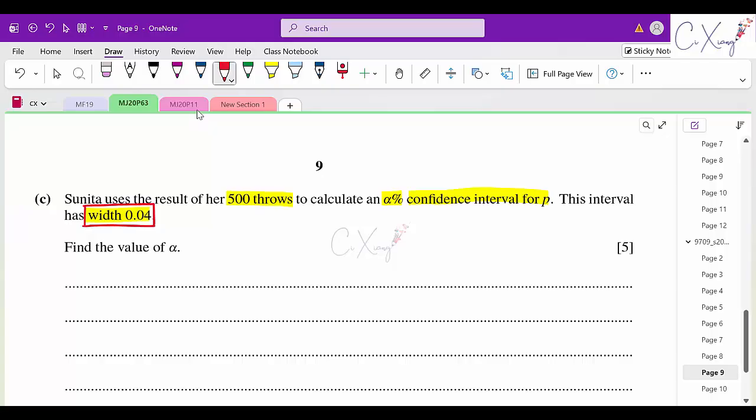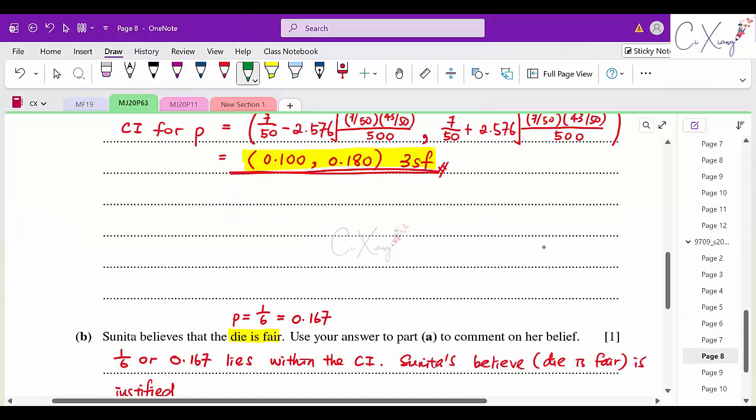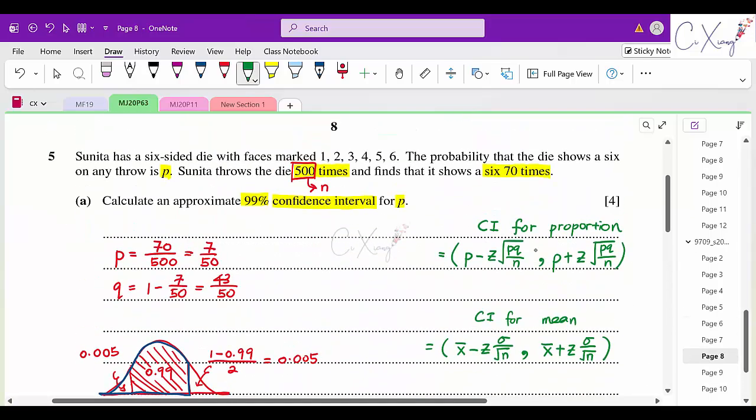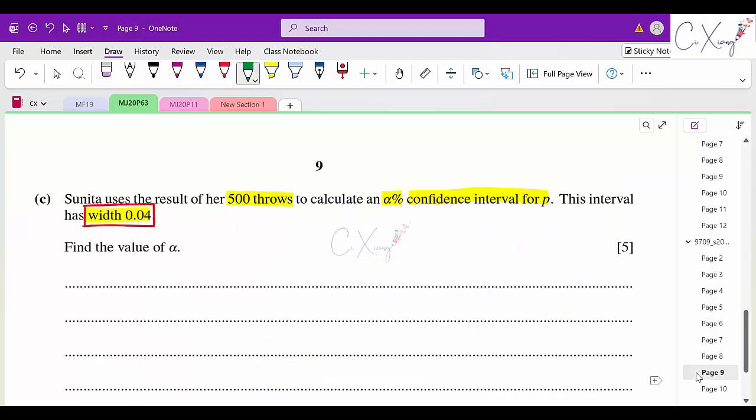Okay, then how do we get the formula for the width of the confidence interval? Width means how wide the confidence interval is, right? To get the width, you can take the upper limit minus the lower limit. If you use this formula, upper limit minus lower limit, basically you will get 2z times the square root of pq over n. So I just write out here: the width is 2z times the square root of pq over n.